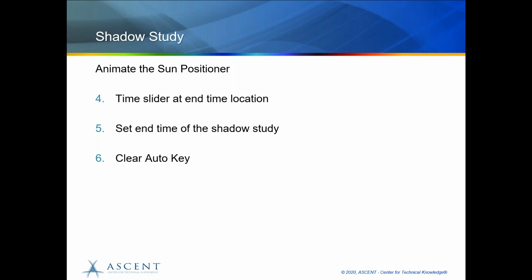Then the next step is the time slider at the end location. We click and drag the time slider to the end location, and then we set the end time. For example, we can set 7 p.m. We have to set everything in hours, so 7 p.m. will be 19 hours. We set 19, and then we clear the auto key. It shows that it will automatically create the position of the sun. It will rise, and then it will set, and then give renderings at each one of them. It will just animate it.